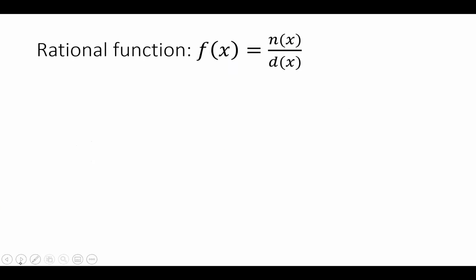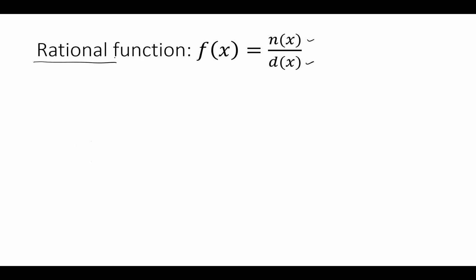All right, so next, let's look at the rational function. A rational function is something taking this shape. We have n(x), which is a polynomial function, and we have d(x), which is another polynomial function. A rational function in this case is just the division of these two terms. So we have these two polynomials divided by each other.